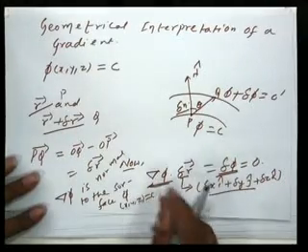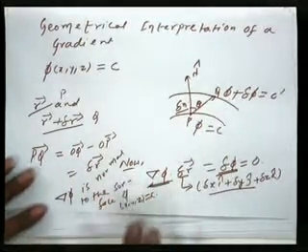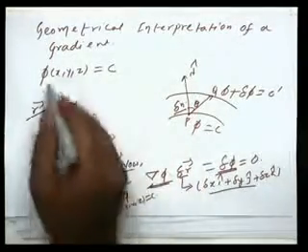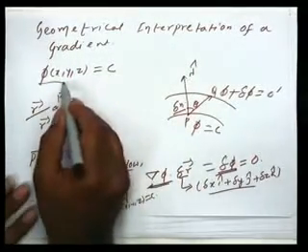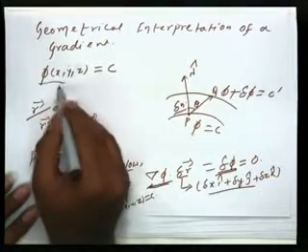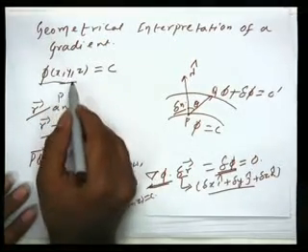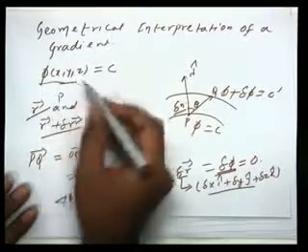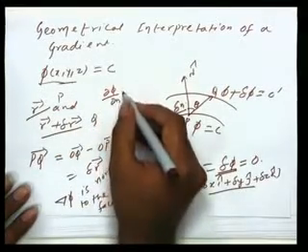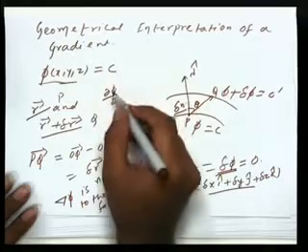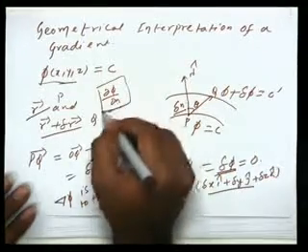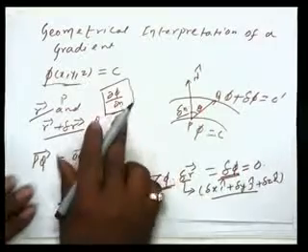There is another geometrical interpretation, which says that the gradient of the scalar field phi is a vector normal to the surface, and its magnitude is equal to del phi upon del n, which is the rate of change of phi along the normal. This is our next geometrical interpretation that we need to see in the next class, since we don't have the time.